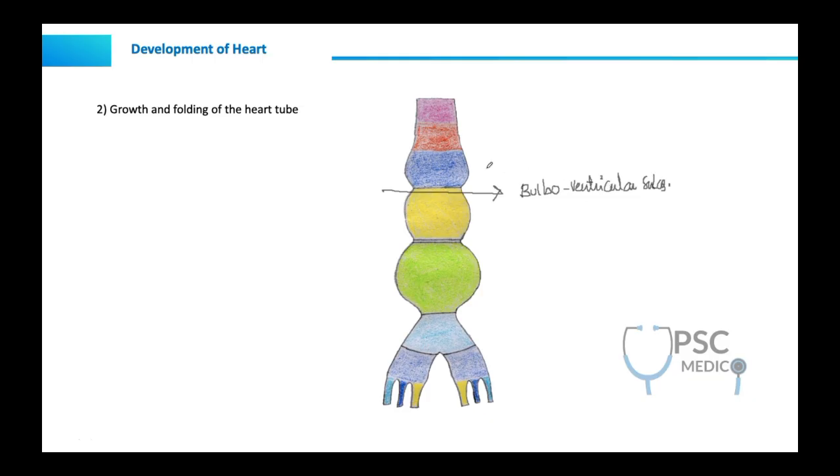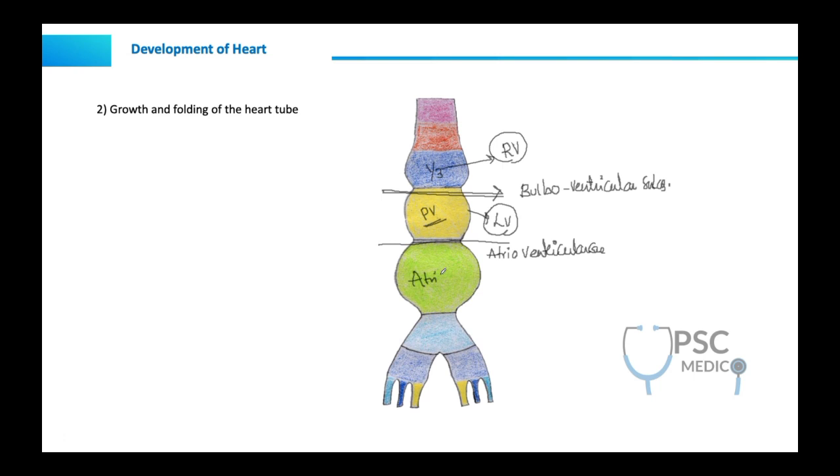Let me clarify this. The proximal 1/3 part helps in the formation of the primitive right ventricle, whereas the primitive ventricle, the ventricular part I am discussing here, forms mainly the primitive left ventricle. So these are the two important structures. Beneath the bulboventricular sulcus we have the atrioventricular canal, which is a separating part between the atria and ventricles. And then we have the atrium.